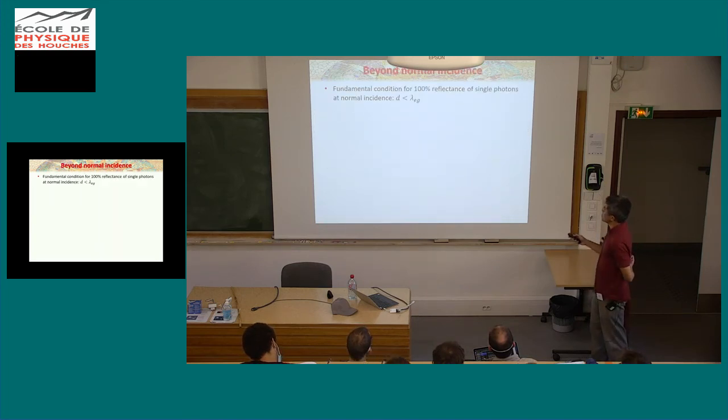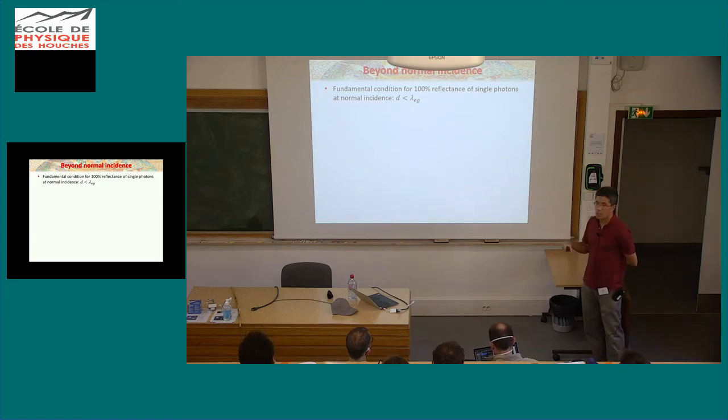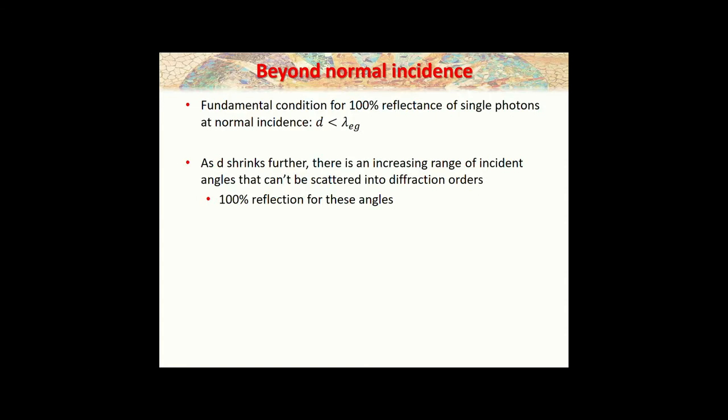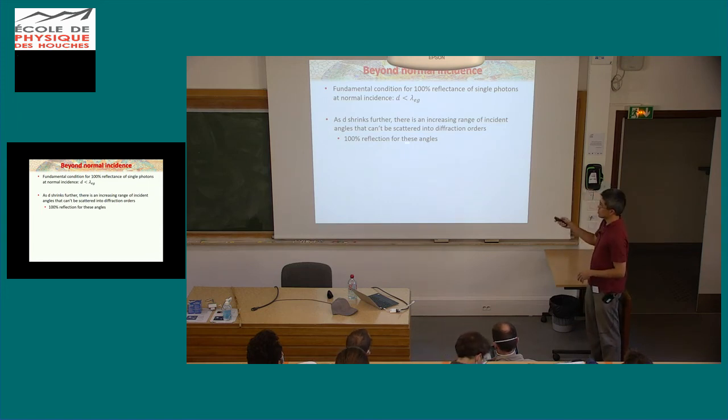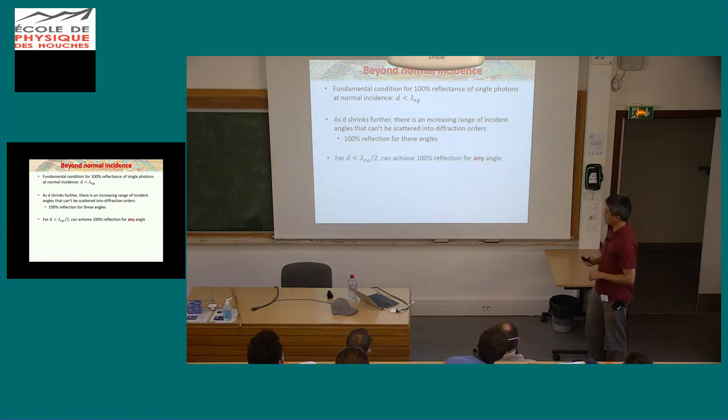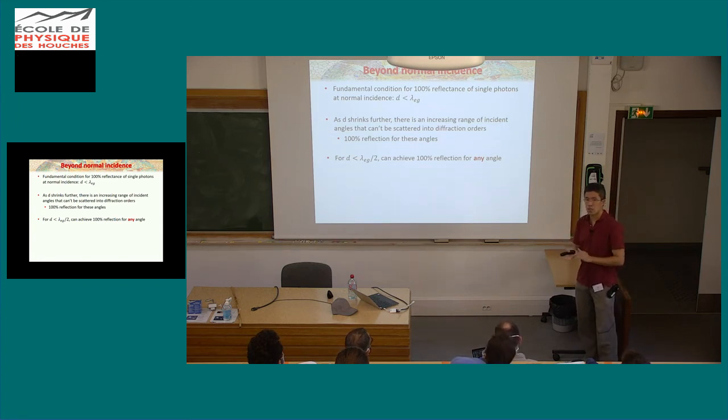Okay, so what I've established so far is that I can have 100% reflectance of single photons at normal incidence once my lattice constant is smaller than lambda. In principle, you can repeat the same arguments. If you shrink the lattice constant even further, you find an increasing range of angles of light around normal incidence where you again can't scatter into diffraction orders because they're all evanescent. So then you can achieve 100% reflection for this increased range of incident angles as well. Finally, once you reach a lattice constant of lambda over 2, you can get 100% reflection no matter what direction you send in the light from.